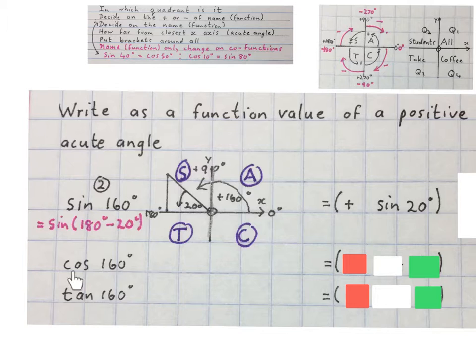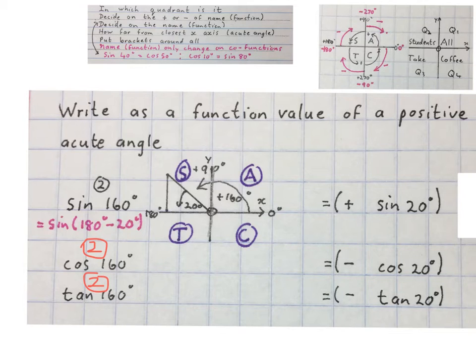Next, we're going to do cos 160 degrees. Check in which quadrant you are. Check if this name is positive or negative there. Put down your minus because cos is negative there. Write down the name that you originally had, cos. It only changes on co-functions. You'll see it later in the video. See how far you are from the closest x-axis, and that is then 20 degrees. You can do tan yourself now. So you're in the second quadrant, it will become minus tan 20 degrees.